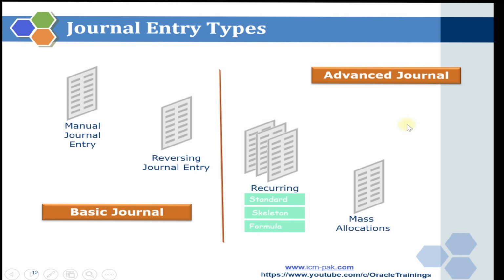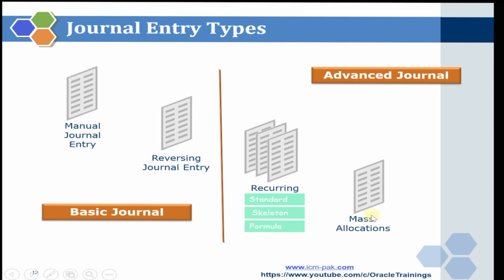And then in Oracle we have advanced journals as well. In the advanced journals we have recurring journals and mass allocation journals. Recurring journals are journals for which you build a template, and the system automatically generates the transaction every month. For example, you need to pay rent every month, so you can make a formula or template for the recurring journal, so the system automatically generates the rent entry every month and you don't need to record the rent invoice every month. This type of journal is called a recurring journal.